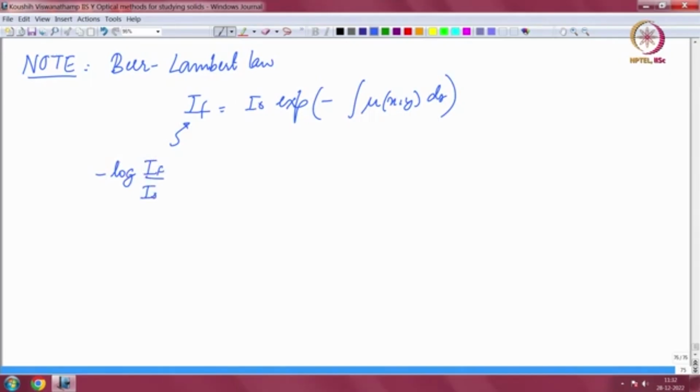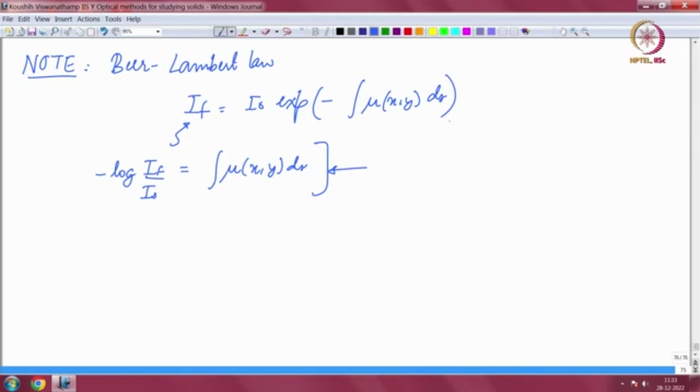Okay. So, we will not actually look directly at the intensity that we measure, but instead we will look at the logarithm of the ratio of the measured intensity to the incident intensity. The reason being that this is simply this integral, and it is easier to work with this integral than an exponential of the integral. Okay, just a notation.